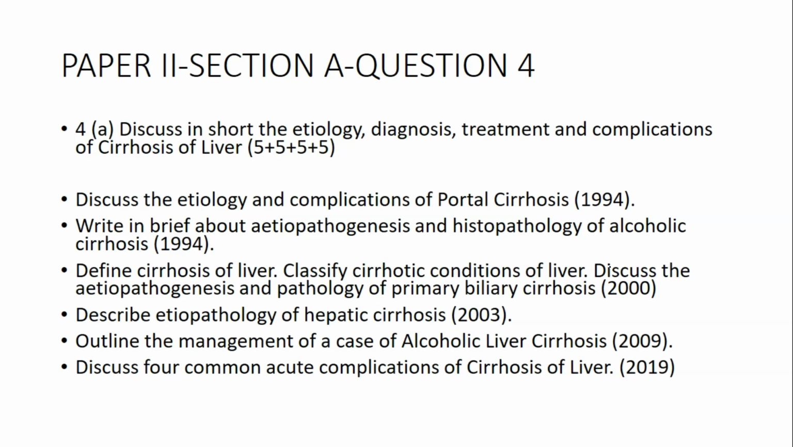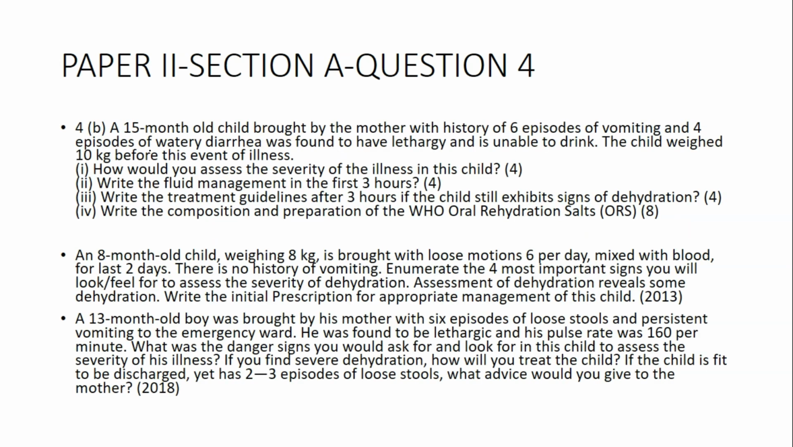Like the straightforward questions. Now, question number 4b: a 15-month-old child brought by mother with history of 6 episodes of vomiting and 4 episodes of watery diarrhea, found to have lethargy and is unable to drink. Vomiting plus diarrhea. So you have to classify based on IMNCI. Severity assessment. What is the fluid management which you give if it is very severe, and what is the treatment management after 3 years. But one very important tricky part is the 8-mark question on composition of WHO ORS.